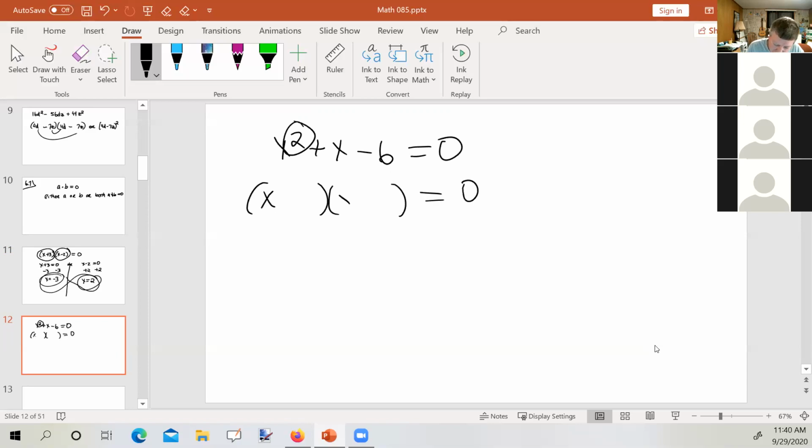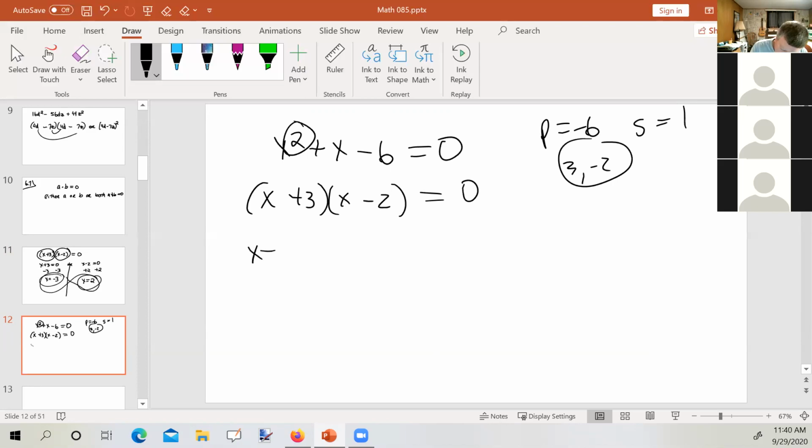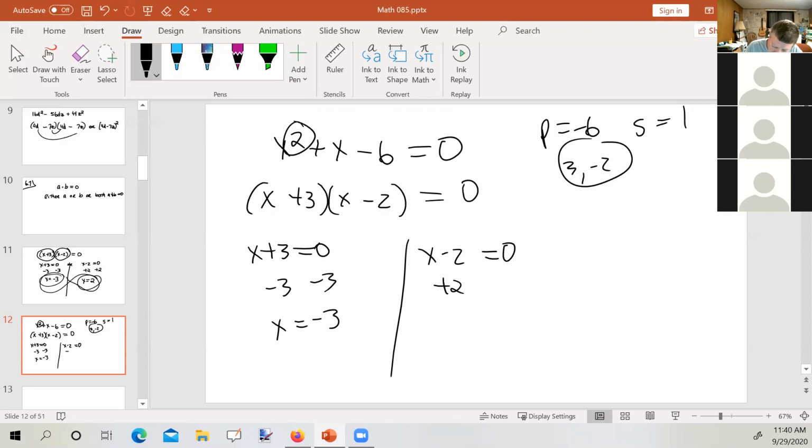And let's see, the x's would get split up like that. I need a product that's negative 6 and a sum that's 1. How about 3 and negative 2? So I get x plus 3 times x minus 2 equals 0. So then I would take each factor that contains a variable and set it equal to 0 and solve it. The first equation, I would subtract 3. The second equation, I would add 2. So I get x equals -3, x equals 2.